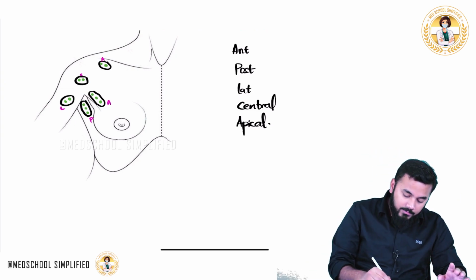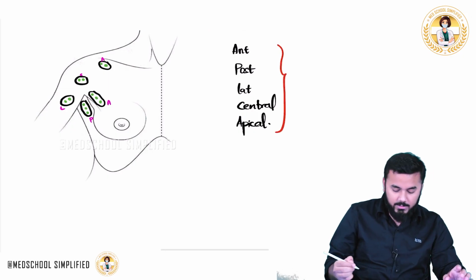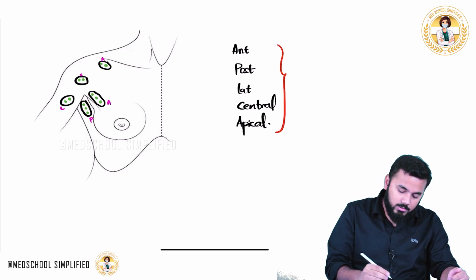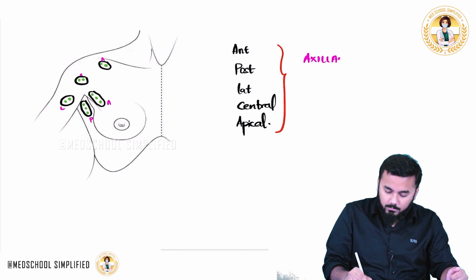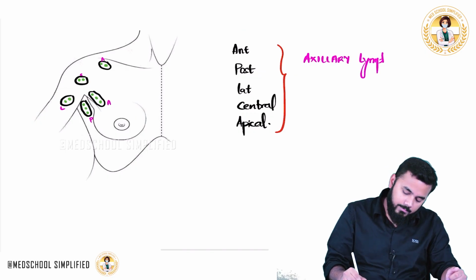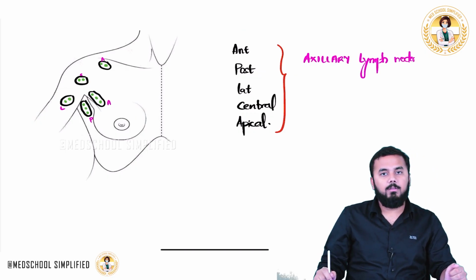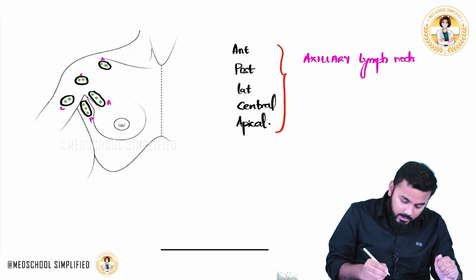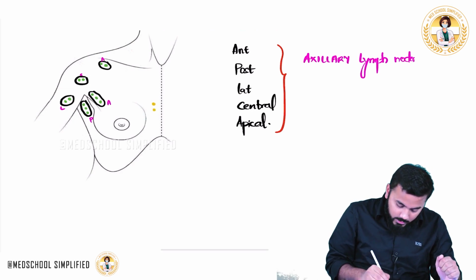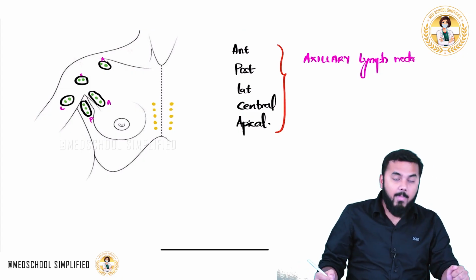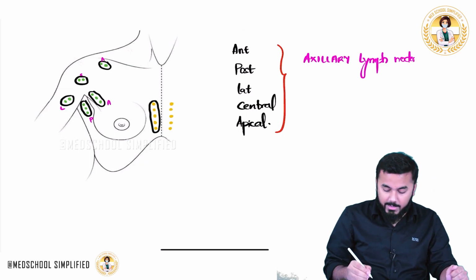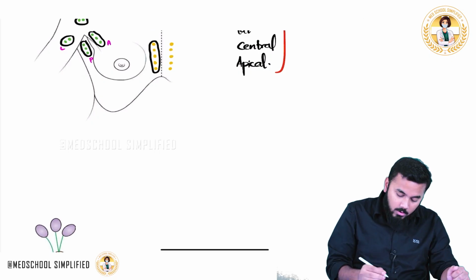Clear? Now all these lymph nodes which I have just mentioned are located in the axillary region. So all of them are called axillary lymph nodes. Okay. Next important thing is that inside the mammary gland over here, right? Inside the mammary gland over here, we have got a group of lymph nodes like this on either side. These are called internal mammary lymph nodes or internal mammary nodes.